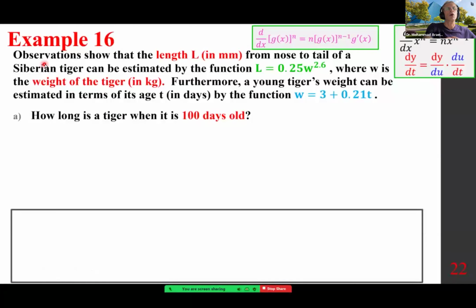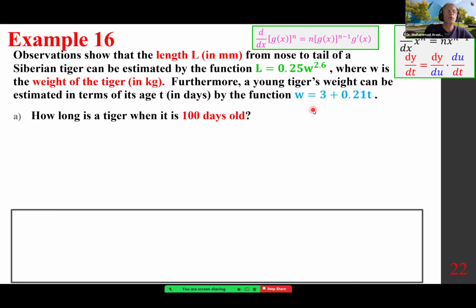Example 16. Observations show that the length L in millimeters from nose to tail of a Siberian tiger can be estimated by the function L equals 0.25 W to the power of 2.6, where W is the weight of the tiger in kilograms. Furthermore, a young tiger's weight can be estimated in terms of its age, T, in days by the function W equals 3 plus 0.21 T.